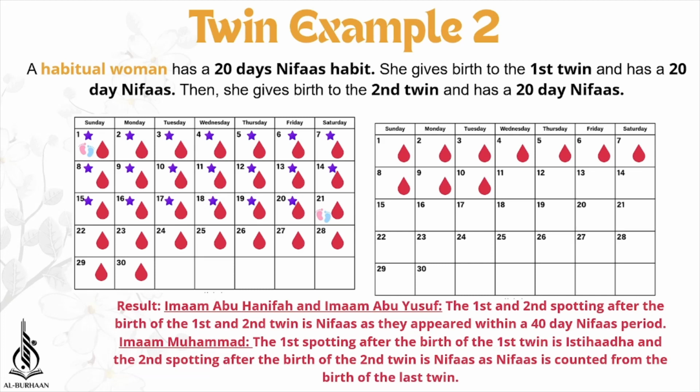She spots on day 1 and then she's clean for the entire month, so she'll carry on as normal. But then on day 40, when she spots, she'll realize that that entire period in between was counted as legal blood, and she was in the legal state of Nifaas. Therefore, any salahs or any fasts that were kept in that time would be nullified. And of course, there's no qaza of salahs for her. But in the case of fasting, the fast will have to be kept later on.